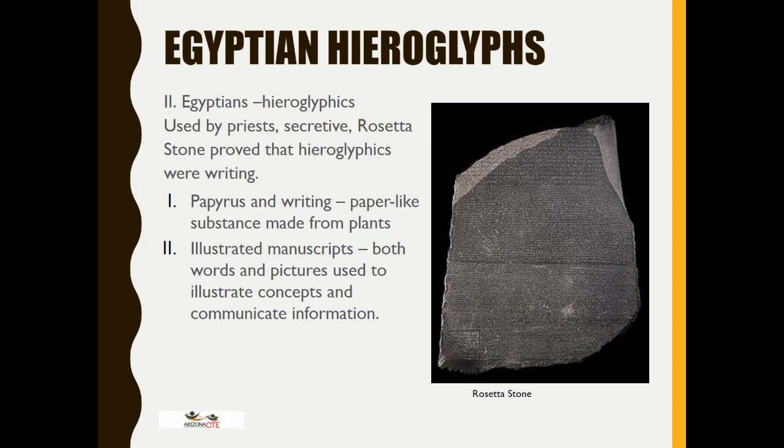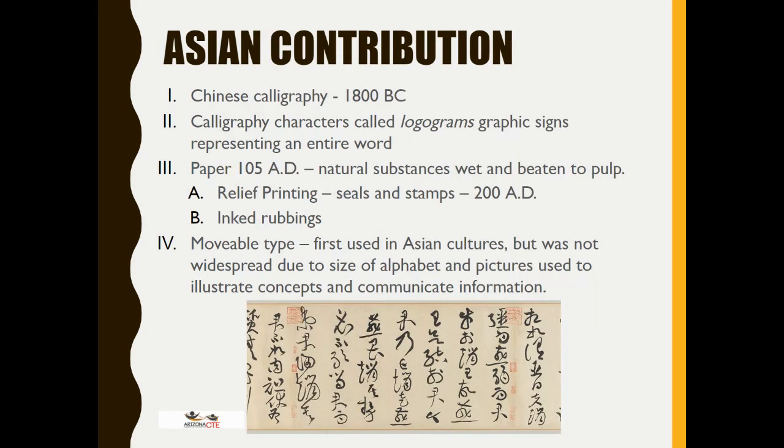Then it kind of transitioned into papyrus writing. It's a paper made from plants. And then we get into illustrative manuscripts. So you can kind of see the progression of where things go from there. In Asia, they had a huge contribution to writing, and it's still seen today: Chinese calligraphy in 1800 BC.